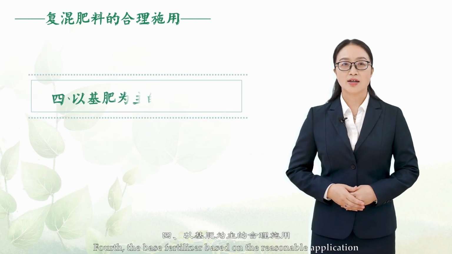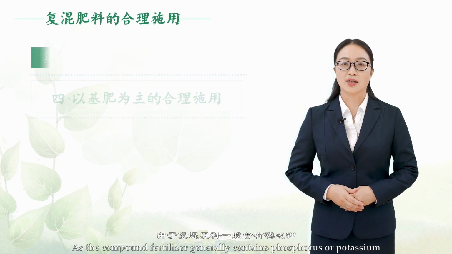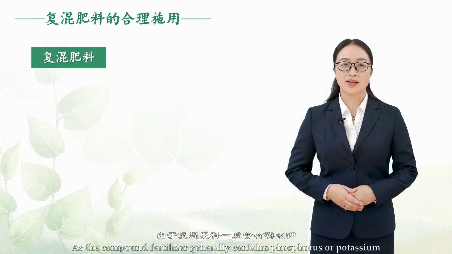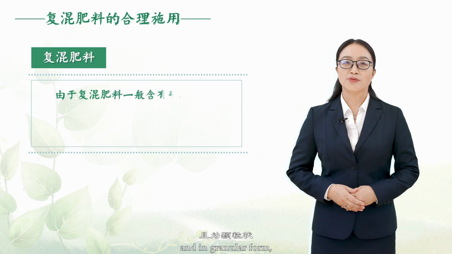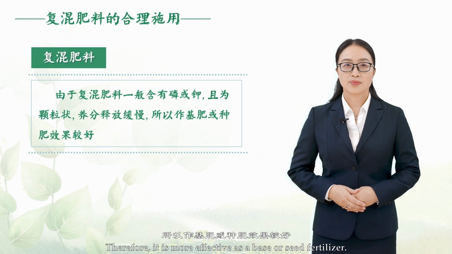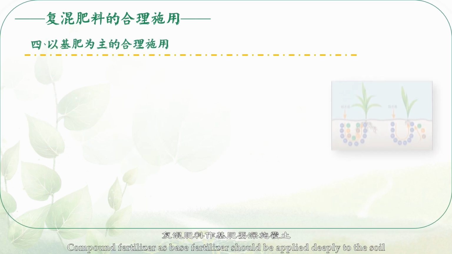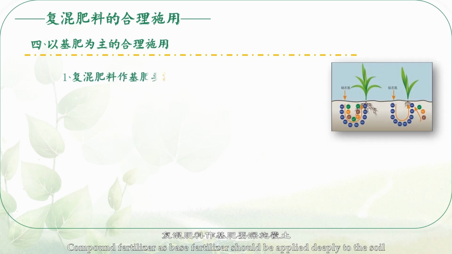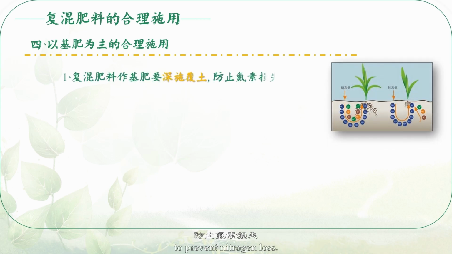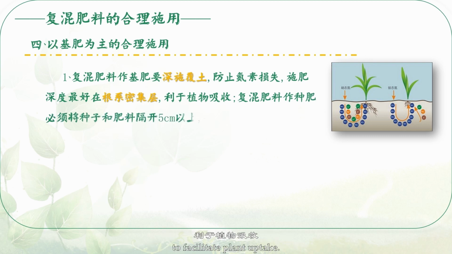Fourth, the base fertilizer based on the reasonable application. As the compound fertilizer generally contains phosphorus or potassium and in granular form, the release of nutrients is slow. Therefore, it is more effective as a base or seed fertilizer. Compound fertilizer as base fertilizer should be applied deeply to the soil to prevent nitrogen loss, and the best depth of application is at the dense layer of root system to facilitate plant uptake.